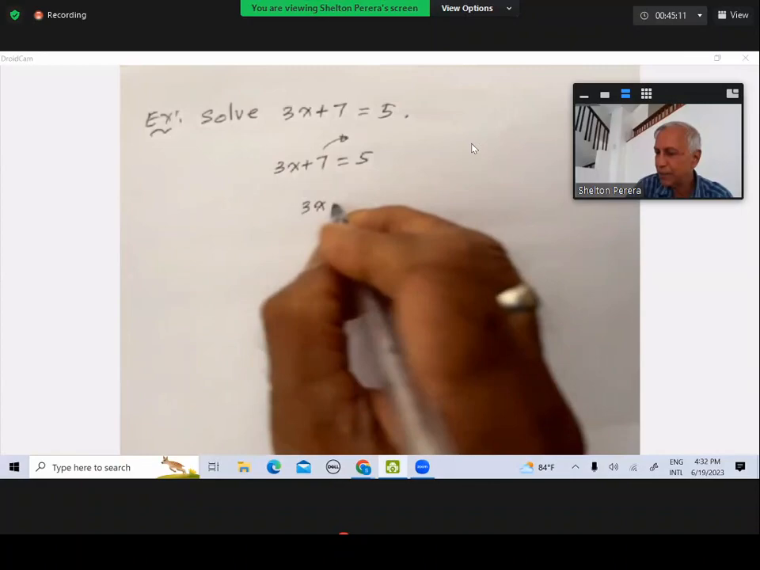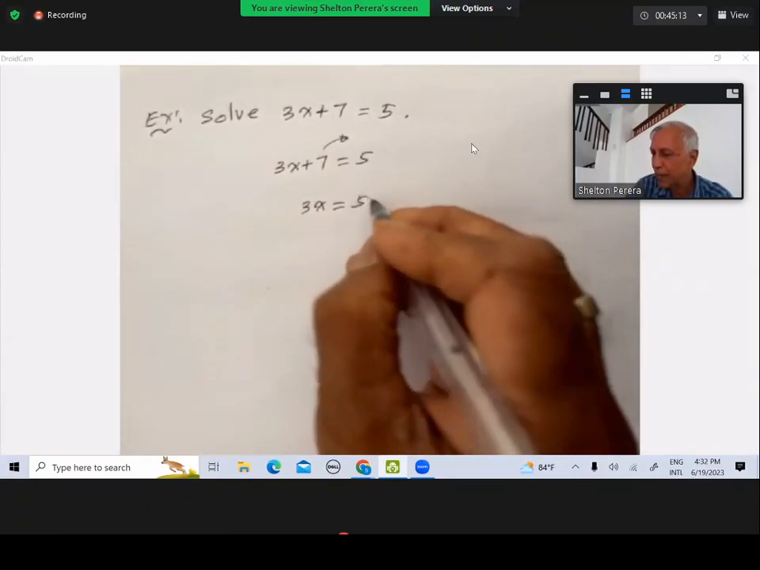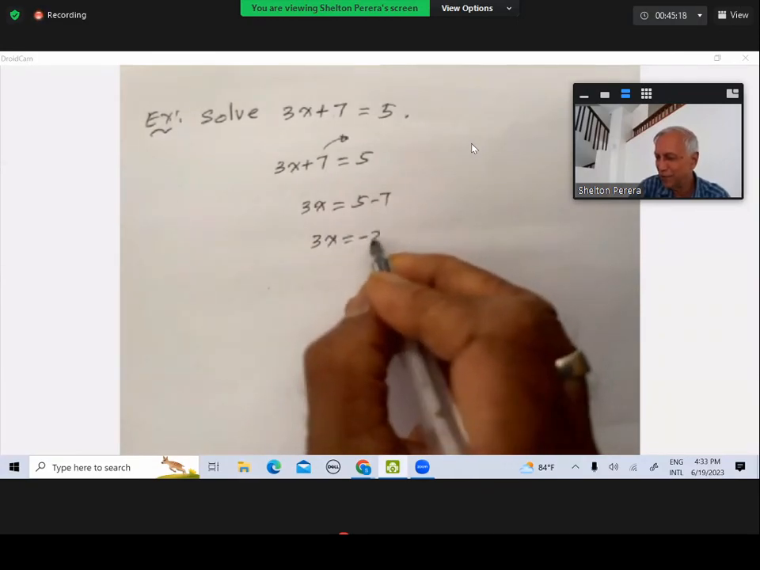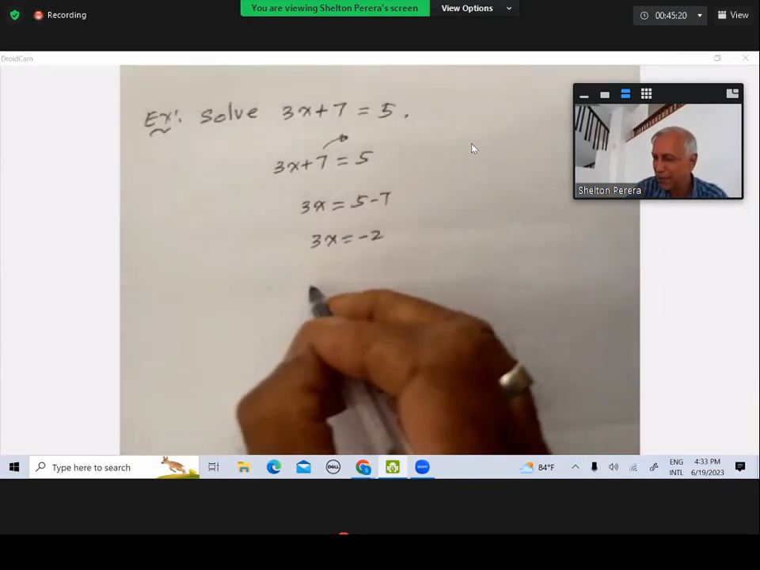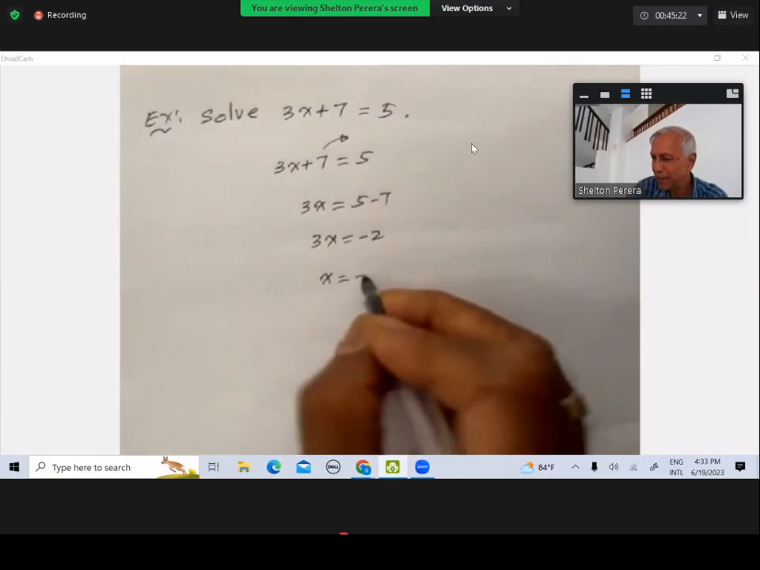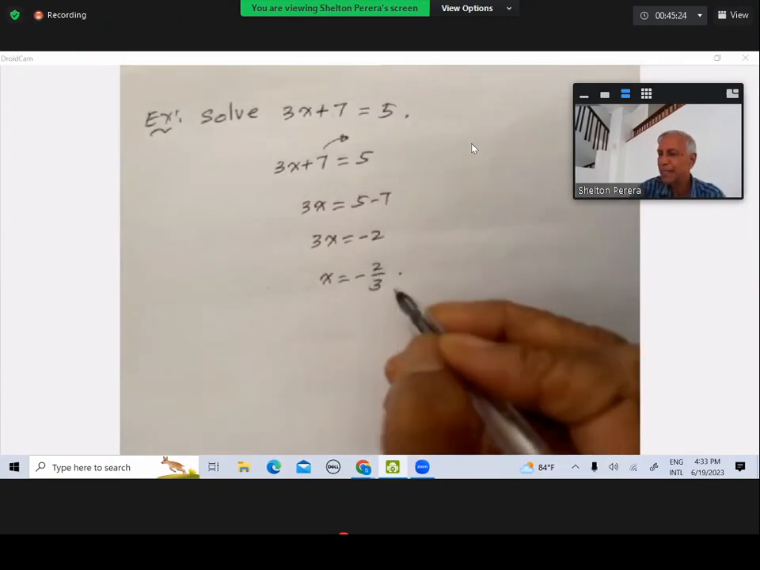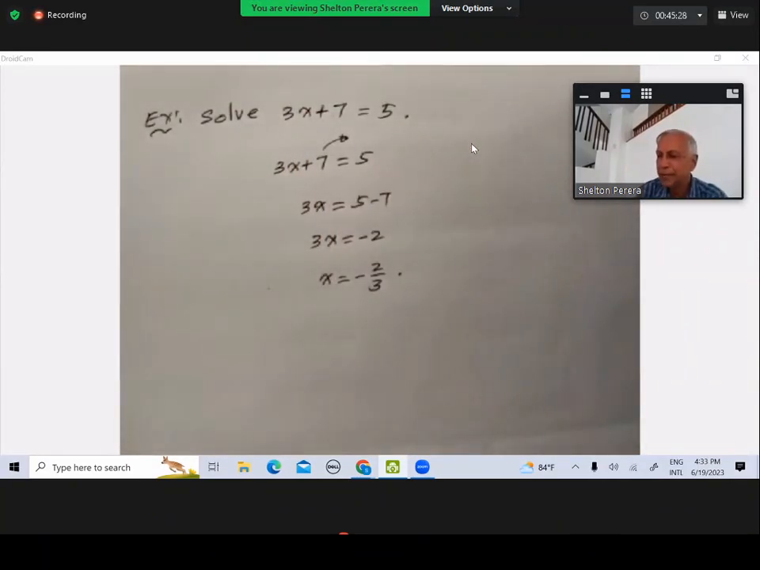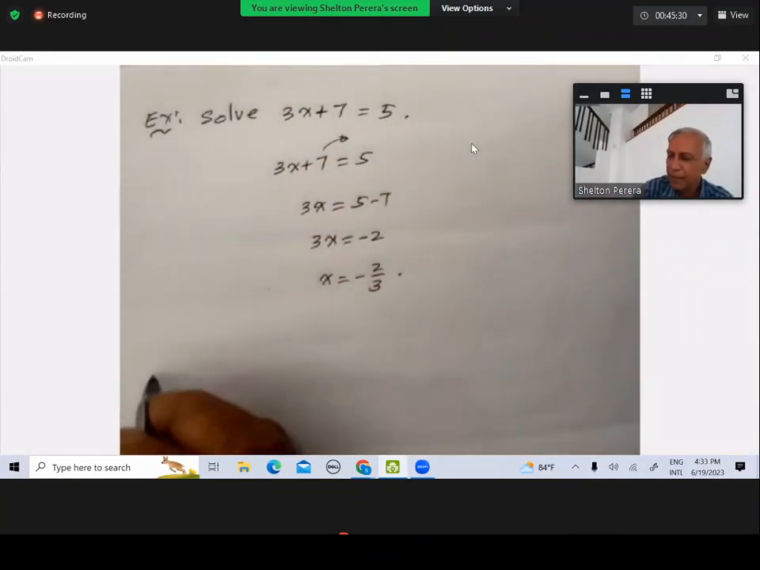So solve this. We take 3x plus 7 equals 5, and then throw 7 to the other side. Keep 3x on this side. 3x equals 5 minus 7. So you might laugh, no? We know all this. So yes, I know. Therefore, x is equal to minus 2 divided by 3. If you substitute this into this, it will be satisfied, because these steps are equivalent.